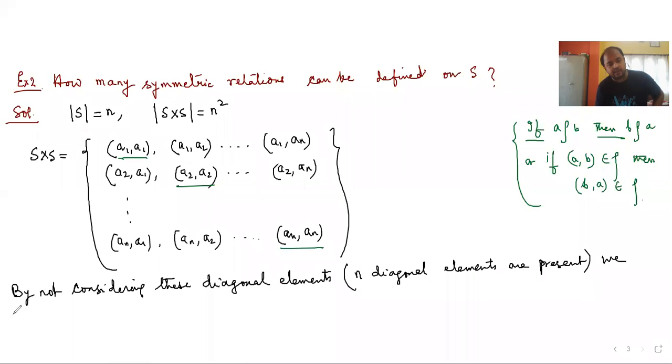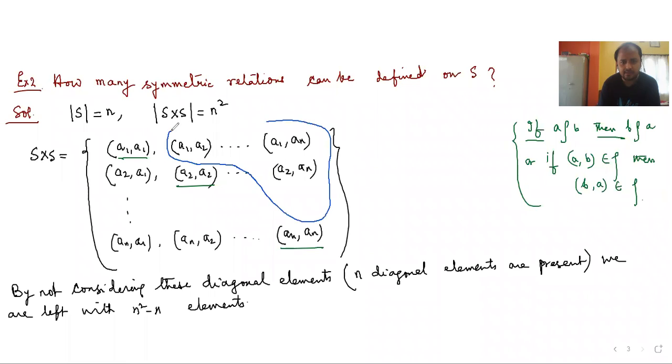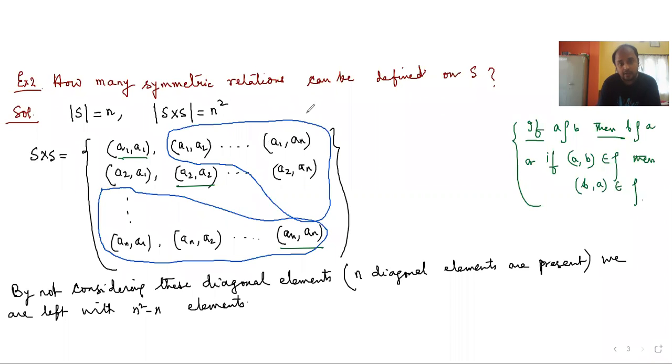We are left with n square minus n elements. Now, if we consider this to be in the form of a matrix, then consider in your mind that this is the upper triangular matrix, and this is the lower triangular matrix. Combining these two colored portions, you get n square minus n elements.